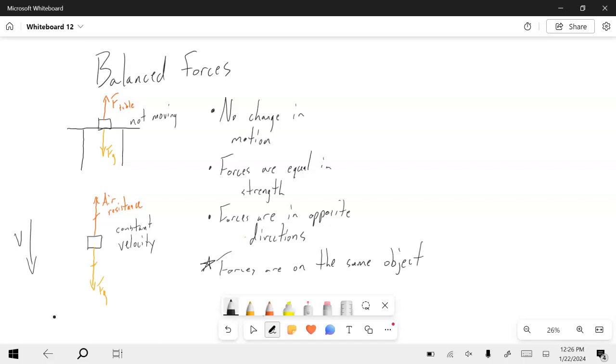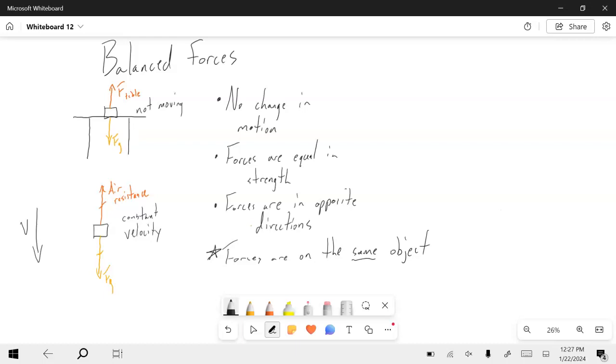Okay, in my example, both of these forces up here are on the book. Down here, both of these forces are on the crate. Gravity's pulling it down and air resistance is pushing back up on the crate as it falls. So forces are on the same object. That is big.